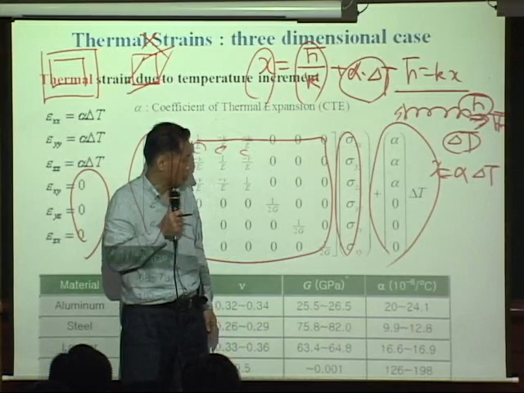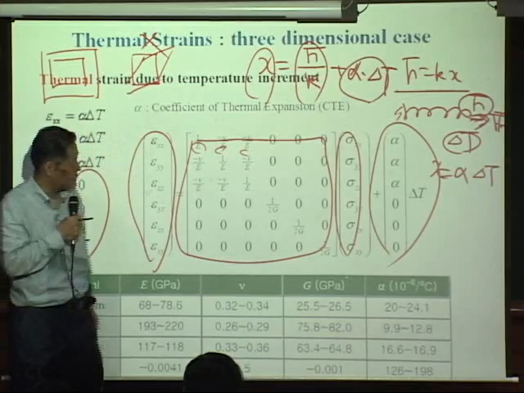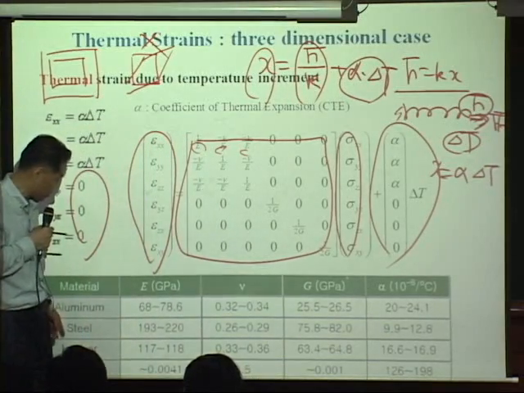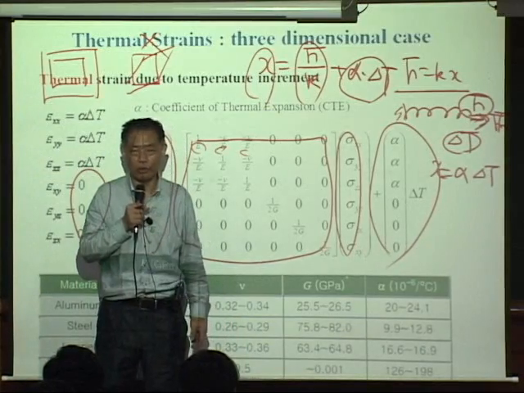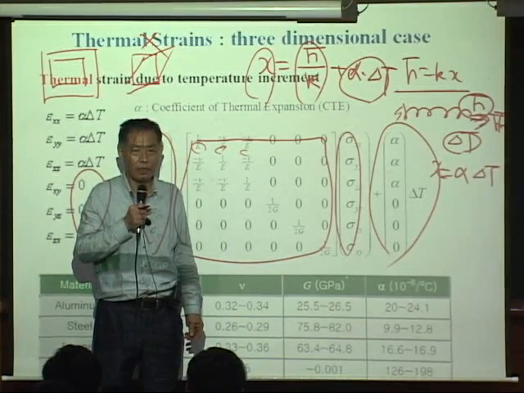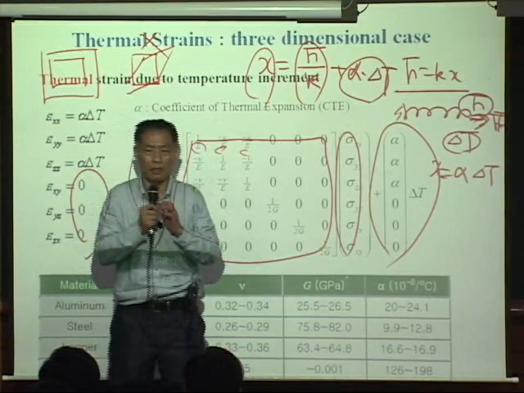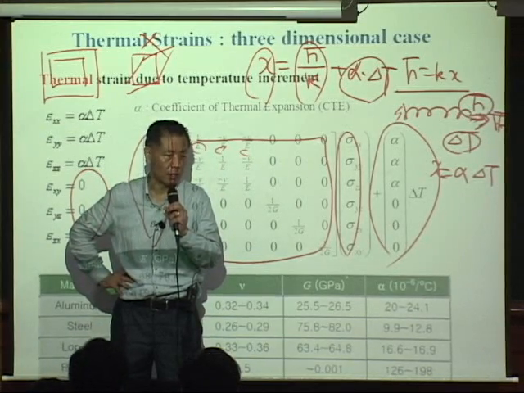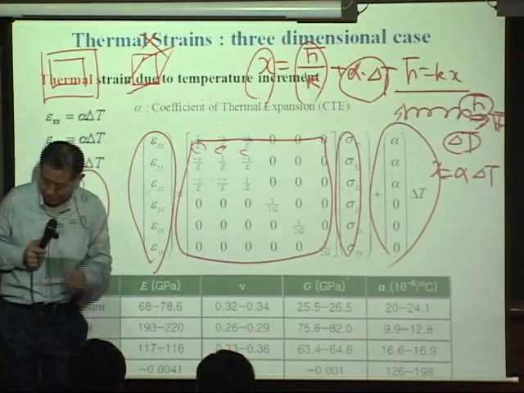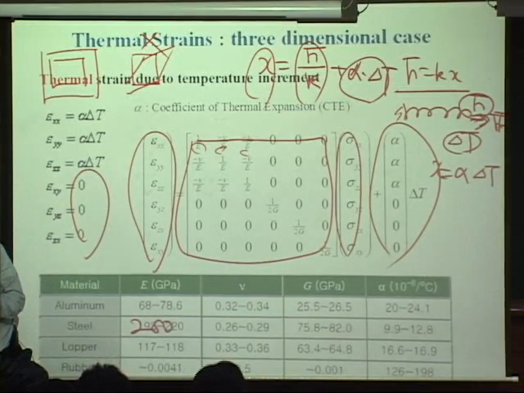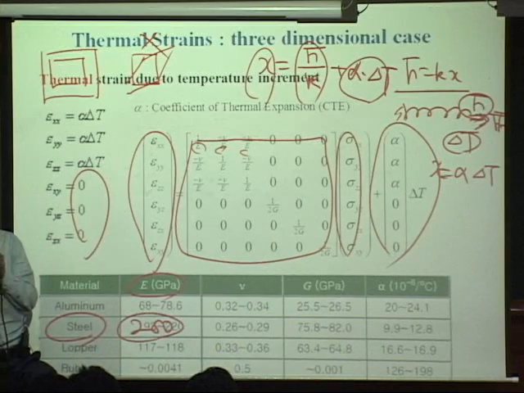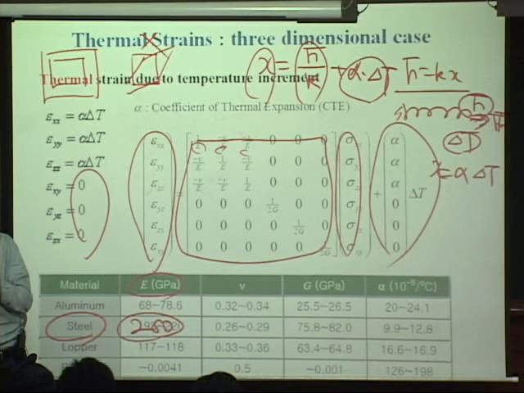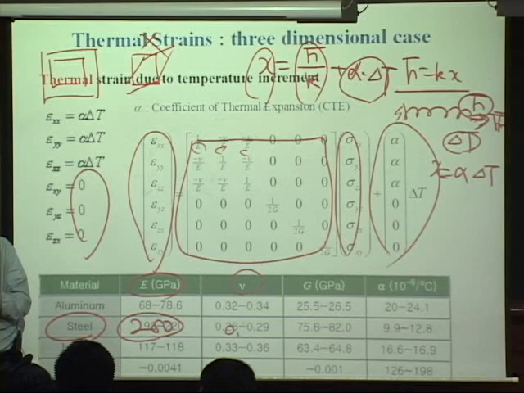And the material properties for each material, let's say steel, or aluminum. The one material property I want you to memorize is for steel. What is the Young's modulus for steel? 200 gigapascal. That's the number you need to memorize. Steel has about 200 gigapascal Young's modulus. And Poisson's ratio is what? 0.3.